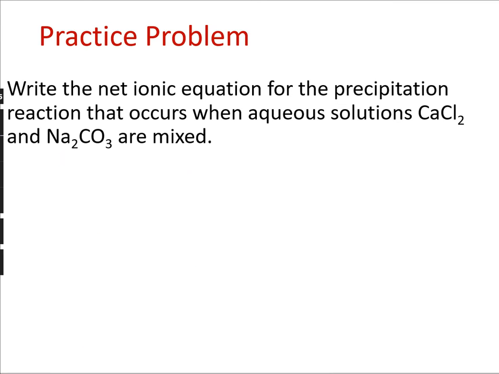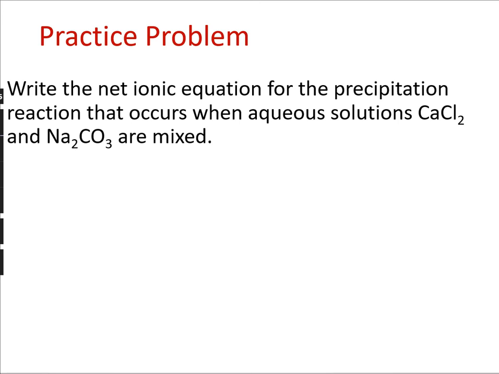So in the next example, now you're asked to write the net ionic equation for the precipitation reaction that occurs when aqueous solutions of calcium chloride and sodium carbonate are mixed. So this problem gave you some clues. It told you we're dealing with a precipitation reaction. It told you that these reactants that are combining are both aqueous. So it lets you get started. You were also asked to write the net ionic equation.